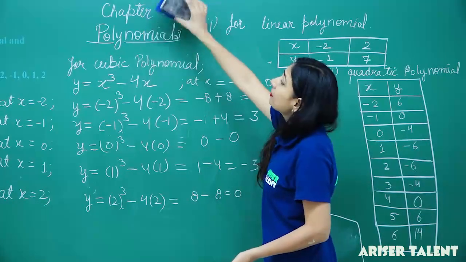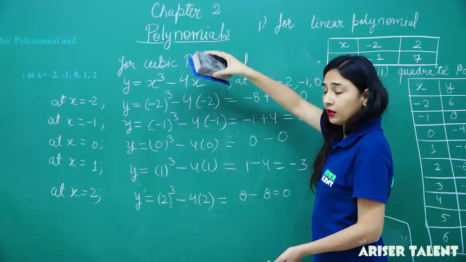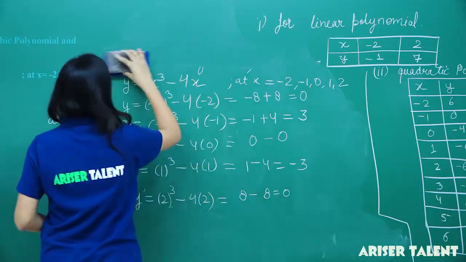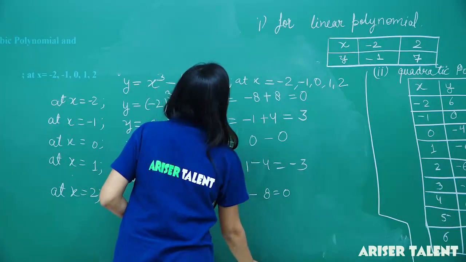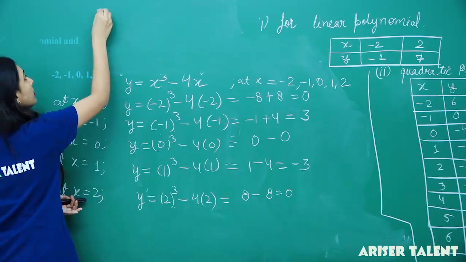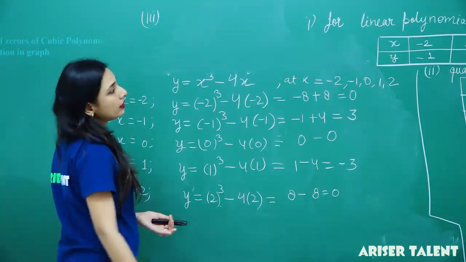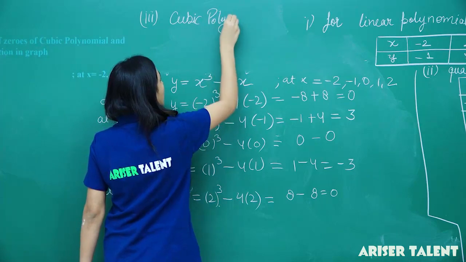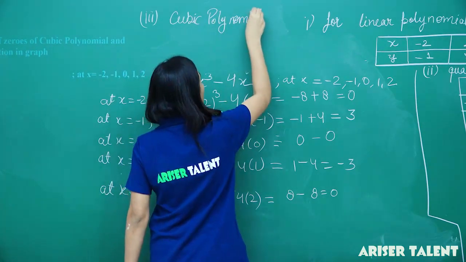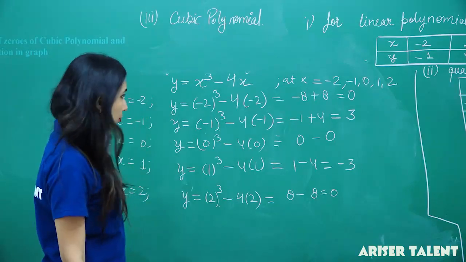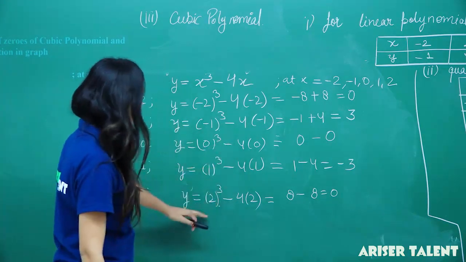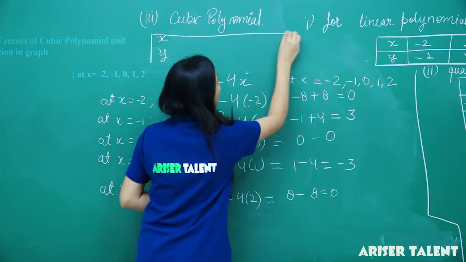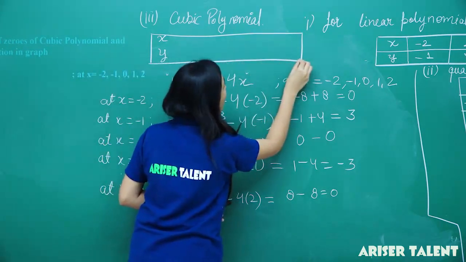I'm rubbing this part. Chapter 2, polynomial. Our third part is nothing but the cubic polynomial. So we have the values here. We are having values of x and y here again. We'll draw a table.